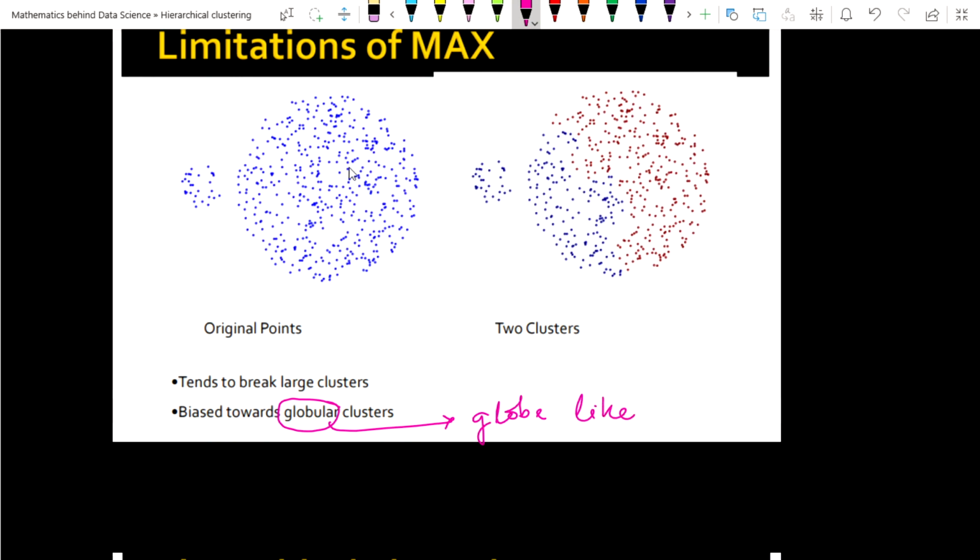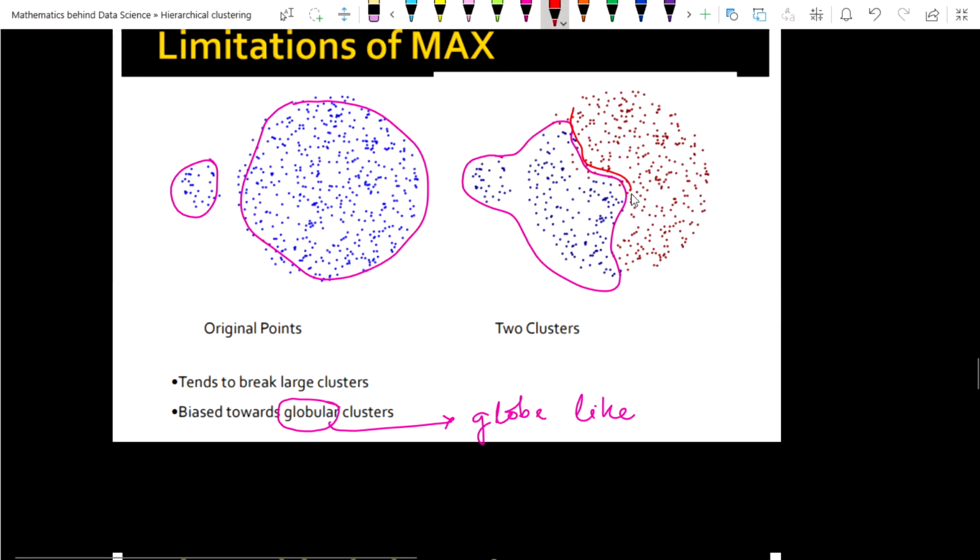Okay, just see this. This one is a bigger cluster and this is the smaller cluster. But if we use the maximum concept here, these things will make a single cluster and this one will make another cluster. So it is not right. For a larger cluster, this is the main drawback. These methods fail to keep the cluster together. This is the main limitation of the maximum method.